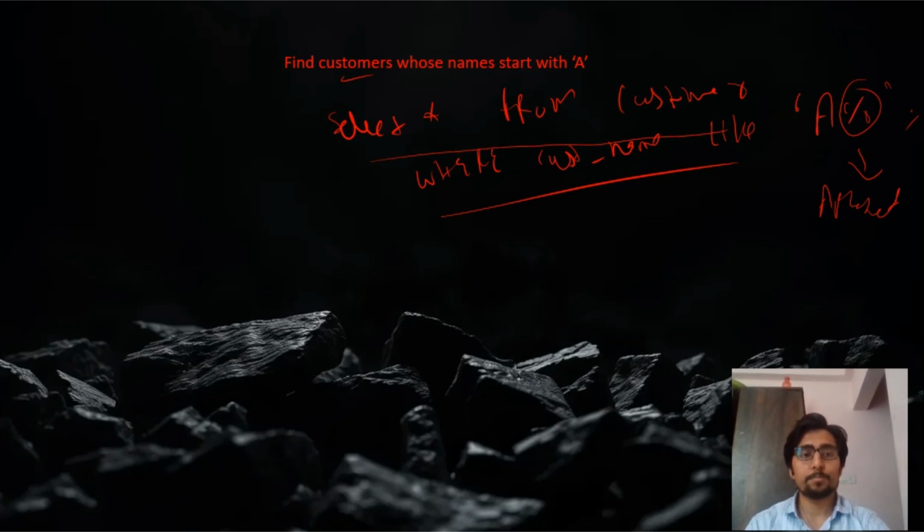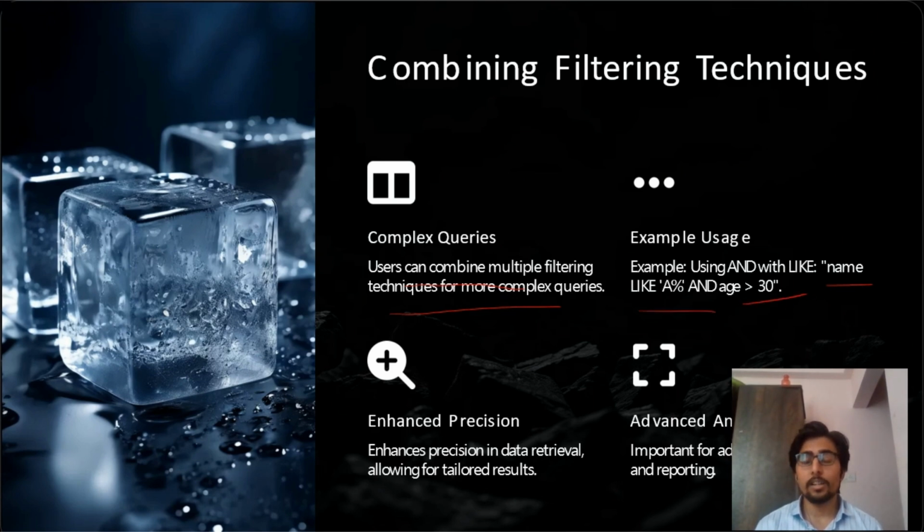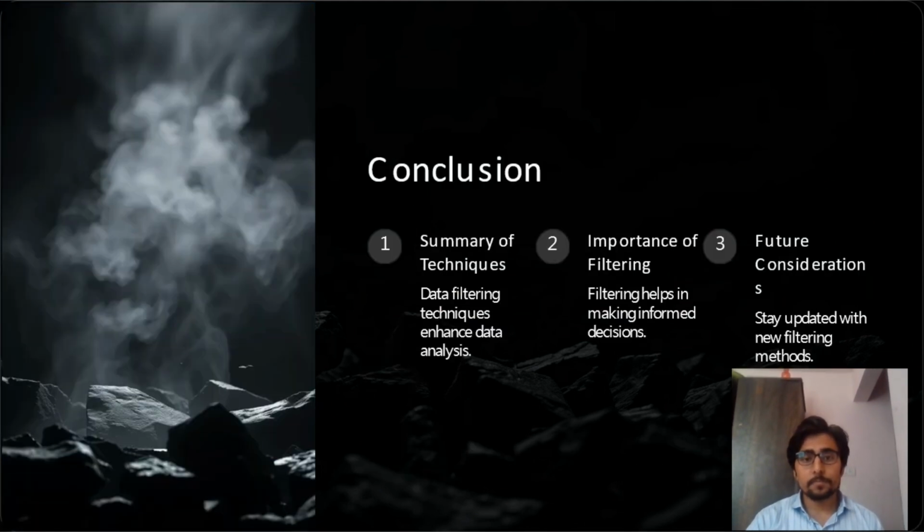And you can combine multiple filtering techniques for more complex queries, like pattern matching and others. For example, they have also mentioned one more example: name LIKE 'A%' and age is greater than 30. It will give the records whose name starts with A and whose age is greater than 30. If both conditions are met, then it will return the result. So this was all about that.